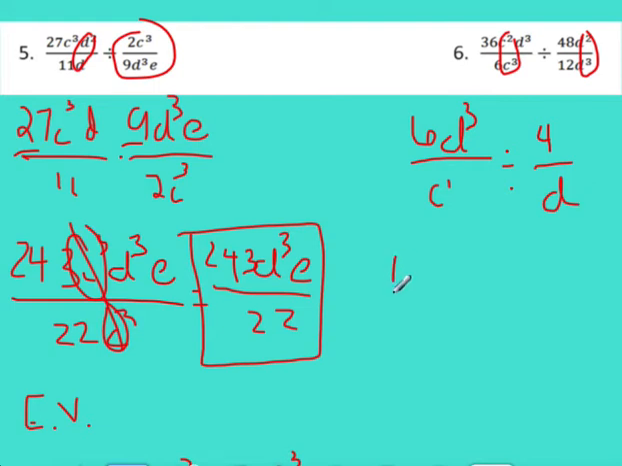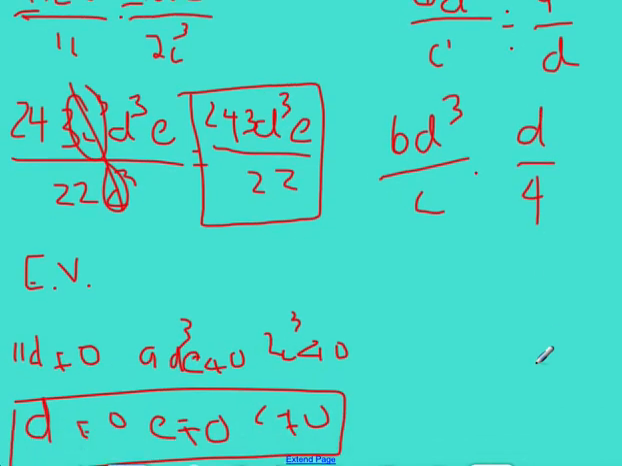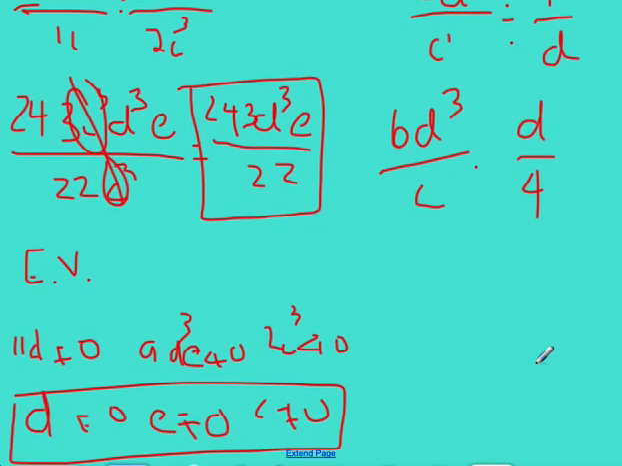So now I'm ready to multiply this. So I'm going to flip it over, so I have 6D cubed times C, and I'm going to flip that second fraction. And now I need to multiply. So 6D cubed times D to the first is going to give me 6D to the fourth, divided by 4 times C, which is 4C.